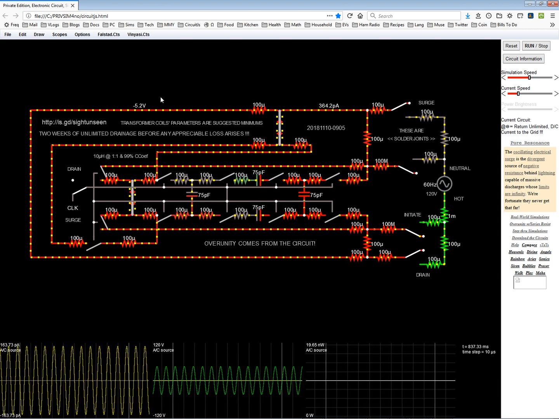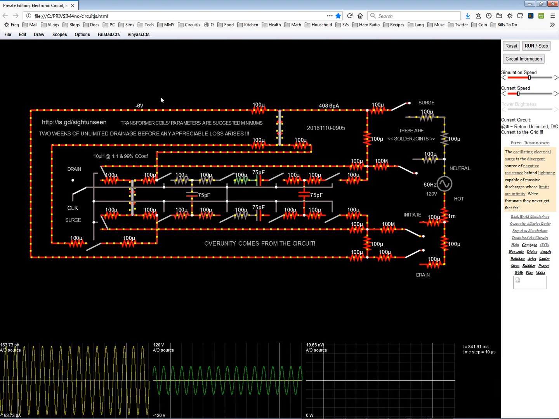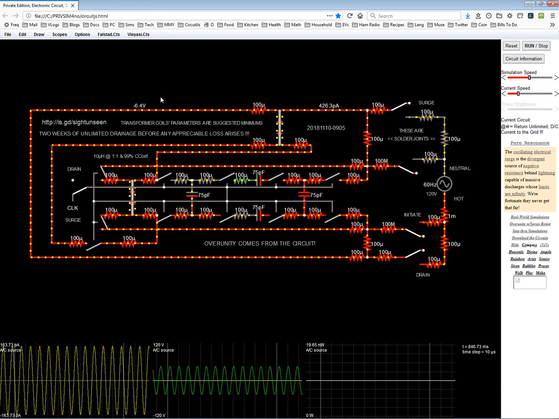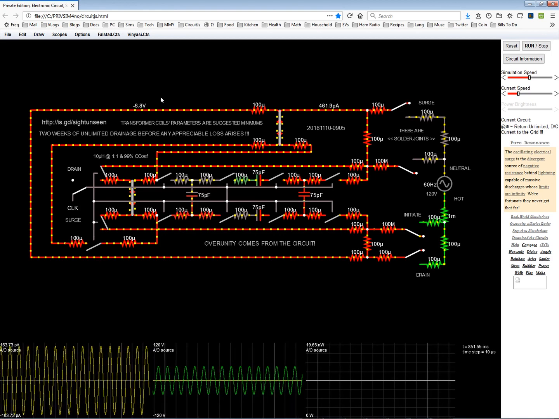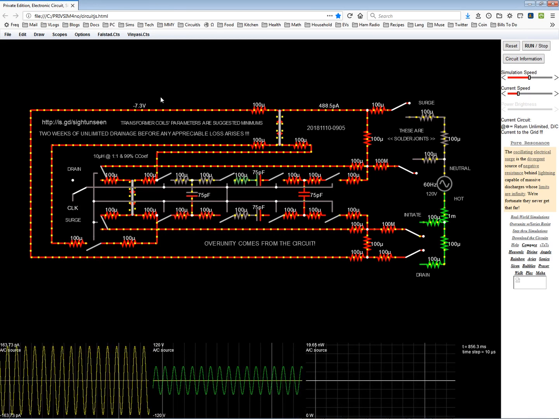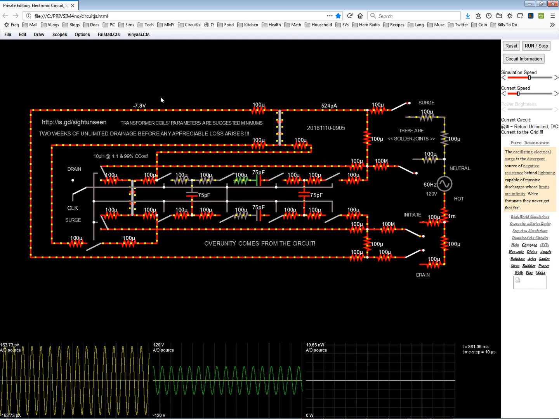So now we're up to 5 volts. We're slowly rising here, and we still haven't even reached a second yet. So you'll see, it takes less than 2 seconds, probably. Yeah, it does. That's right.